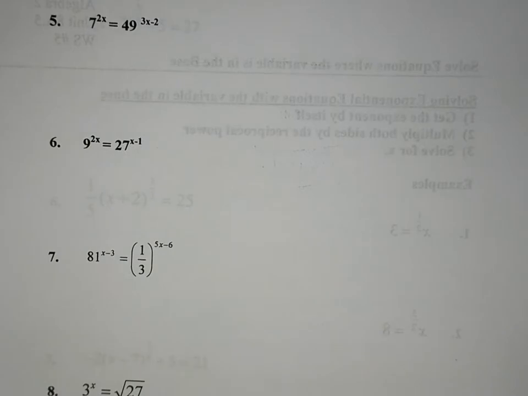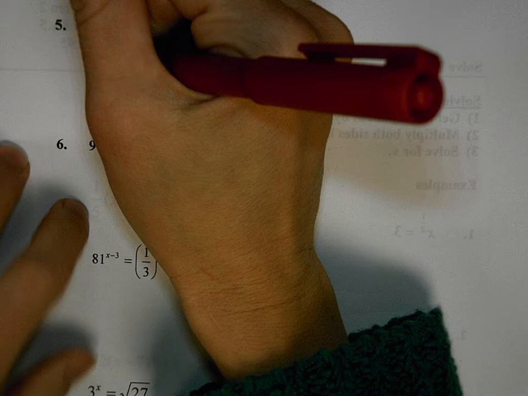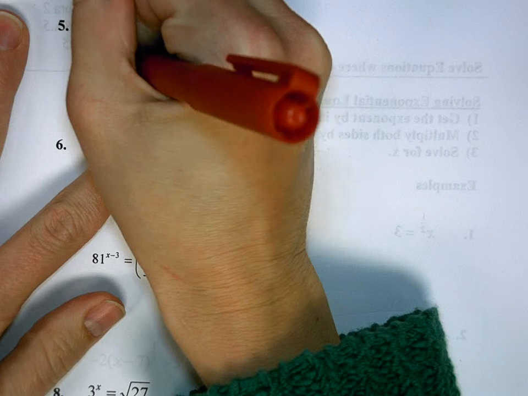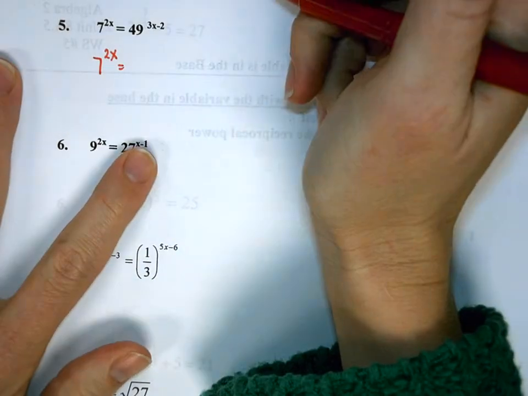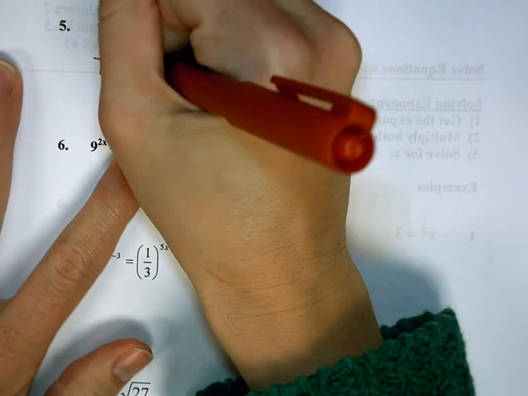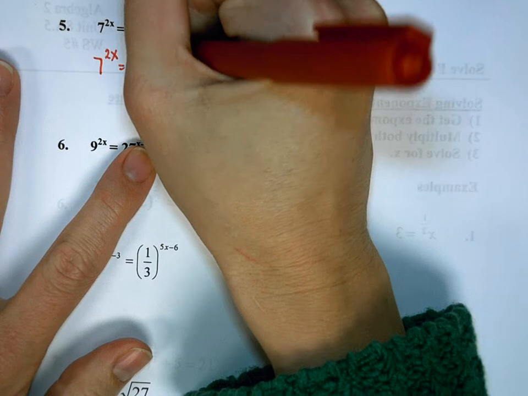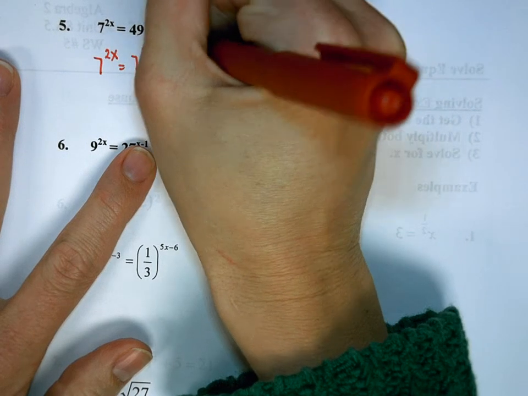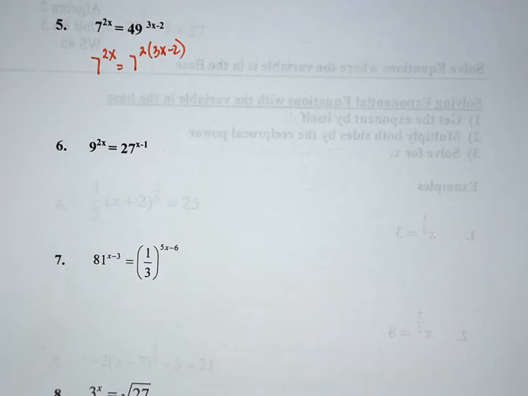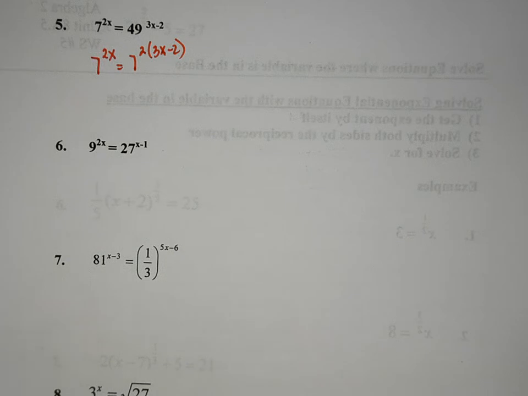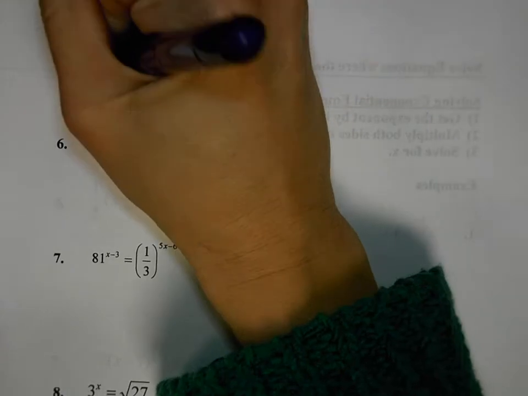All right. Let's do 5 together, and then 6 you're going to do on your own. So on 5, what base am I going to use? Good. So we already have 7 to the 2x, and 49 is going to be 7 to the second power, times 3x minus 2. Now that we have the same base, what's next? Good. Drop your bases.